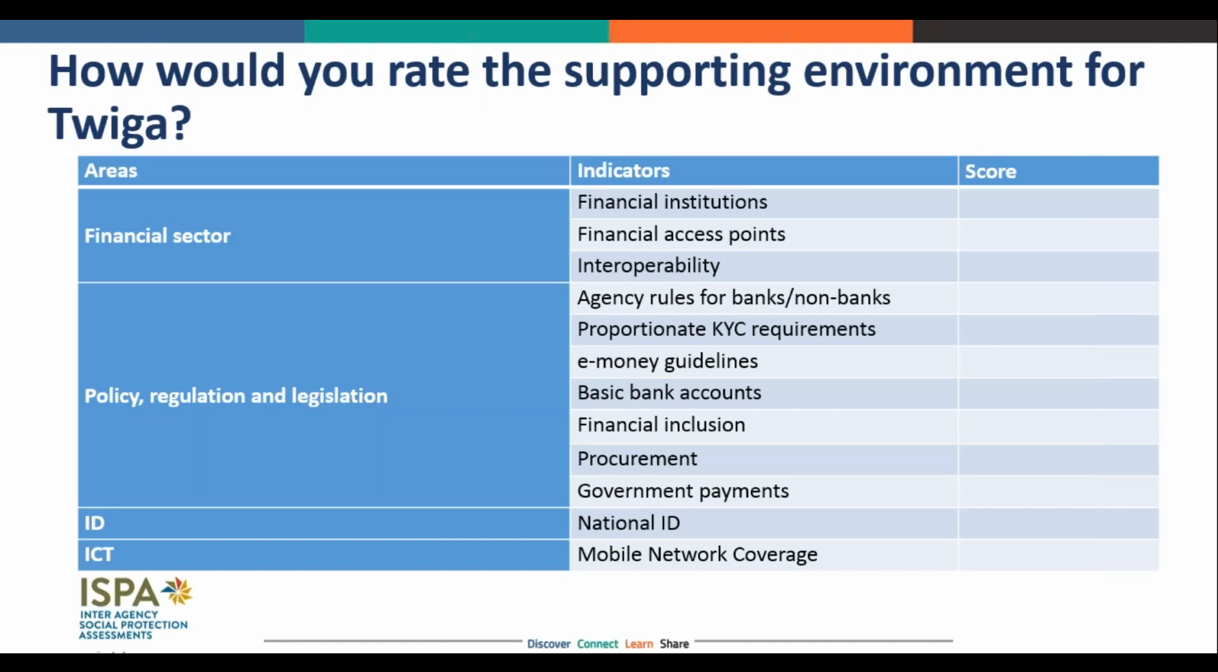Basic bank accounts, again with score 2. Some banks are offering basic bank accounts suitable for low-income customers. With regard to financial inclusion levels, we know that the national strategy is effectively a draft and is being deliberated. It hasn't yet been implemented, so we would give a score 2 there.